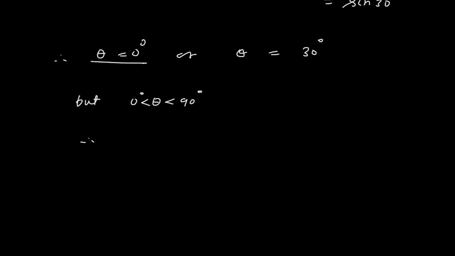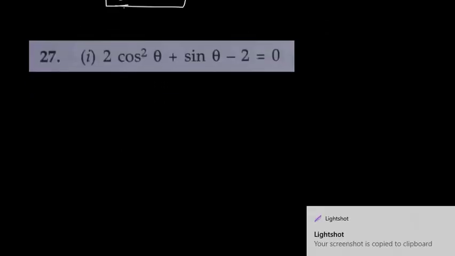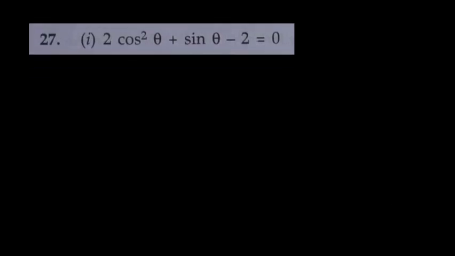So therefore only one value we will consider, that is theta is equal to 90 degree. Theta is equal to 30 degree. Now the next question we have is 2 cos square theta plus sin theta minus 2 is 0. So here we have 2 cos square theta plus sin theta minus 2 is 0.